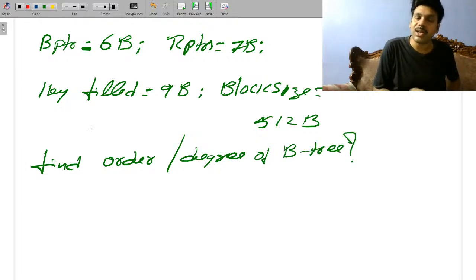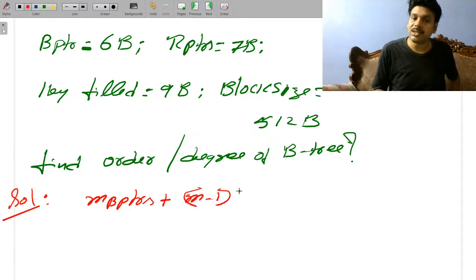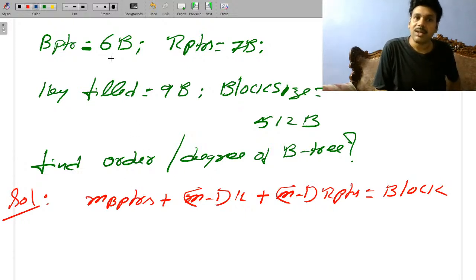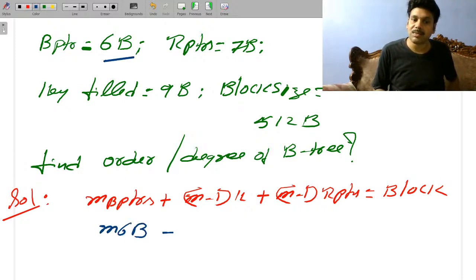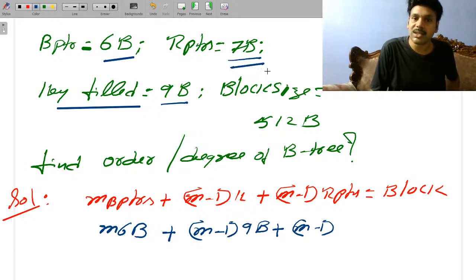I can use the equation. What is the equation, friends? Please, you also can recollect the equation. Let's crack it. M block pointers plus M minus 1 keys plus M minus 1 record pointers is equal to your block size. All are given. Block pointer 6 bytes, so 6M, plus M minus 1 keys. The key value is given, 9 bytes. It takes 9 bytes to store your key. Then M minus 1 record pointers, here it is given as 7 bytes, and your block size is given as 512 bytes. All are in bytes, no need of conversion into bits. Directly I can cancel all the bytes.